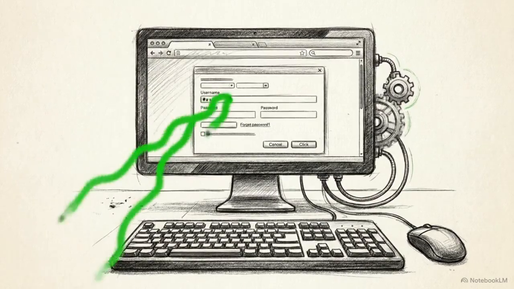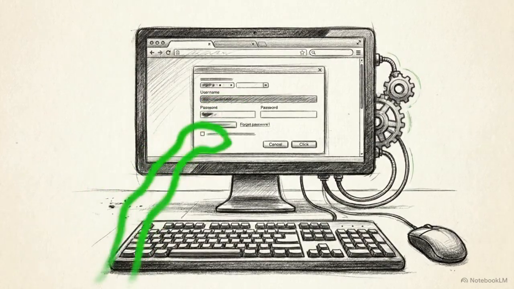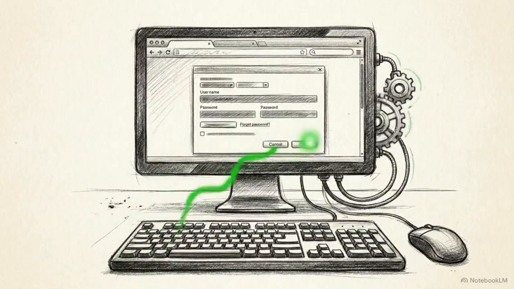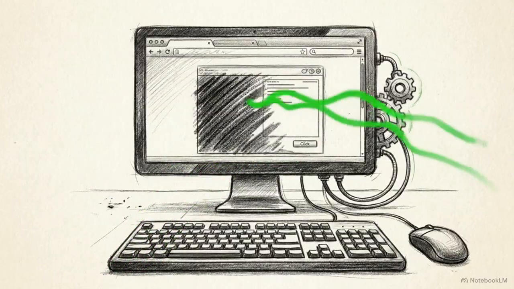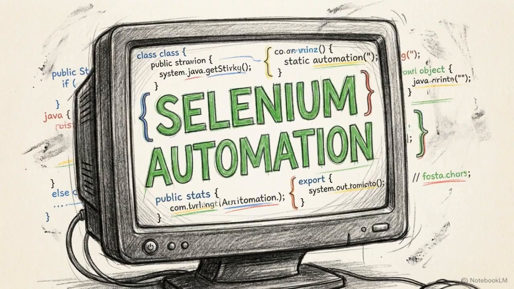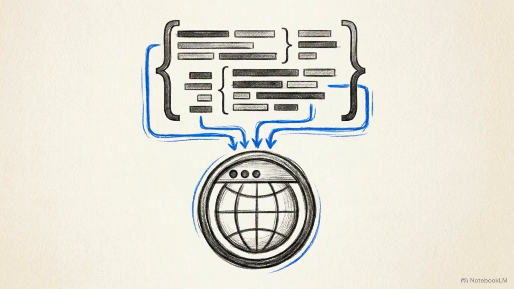Imagine clicking a single button and watching a sequence of complex tasks execute exactly as programmed, without any manual input. In the next 6 minutes, you are going to write your very first Selenium script to achieve that level of autonomous control over a web browser.